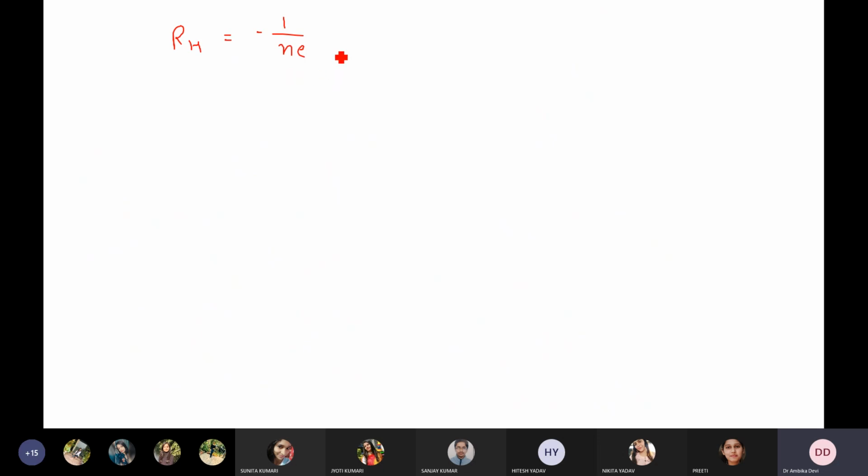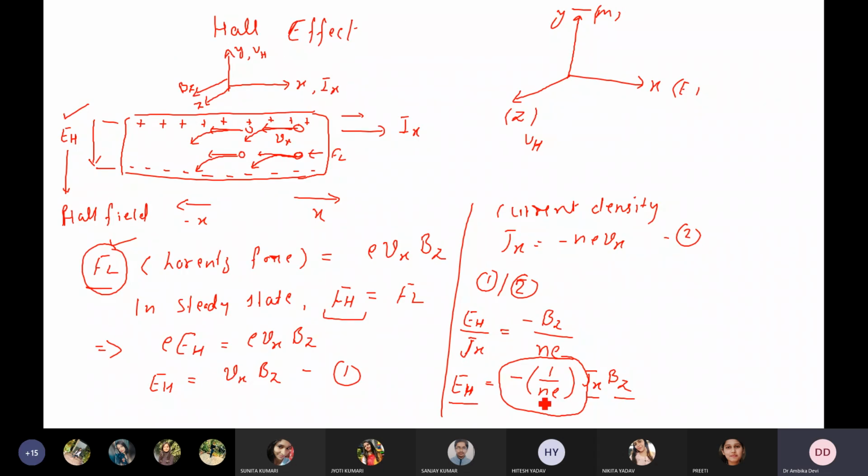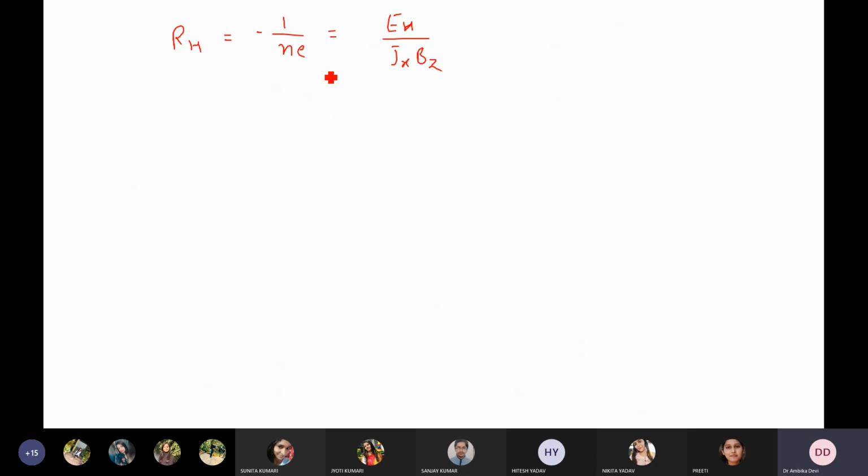Okay, and you can see that its value is equal to EH upon Jx Bz. From this equation itself you can see, if you want to find out the value of minus 1 upon n e, this is equal to EH divided by Jx Bz. Okay, so this is the Hall coefficient. RH is called the Hall coefficient.